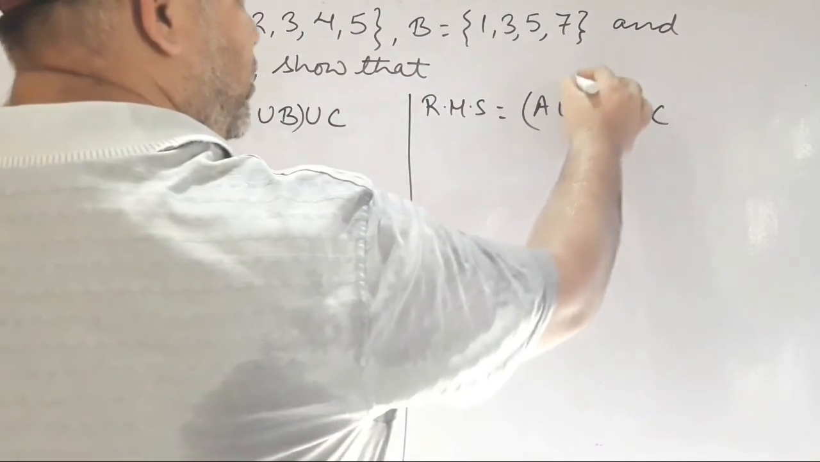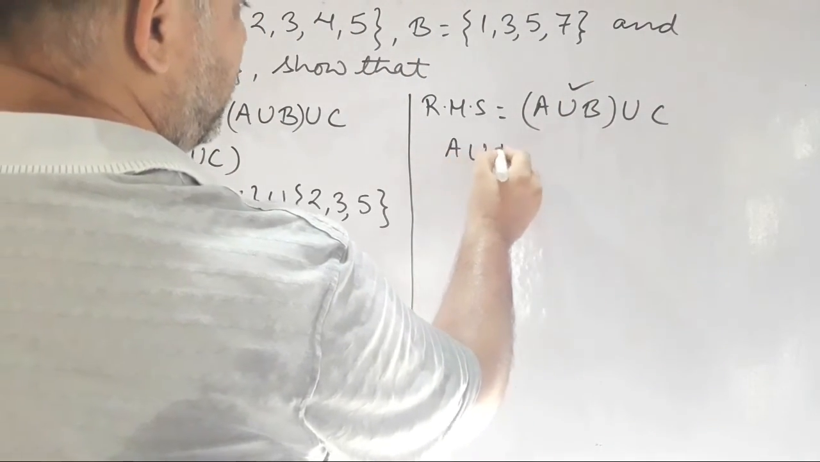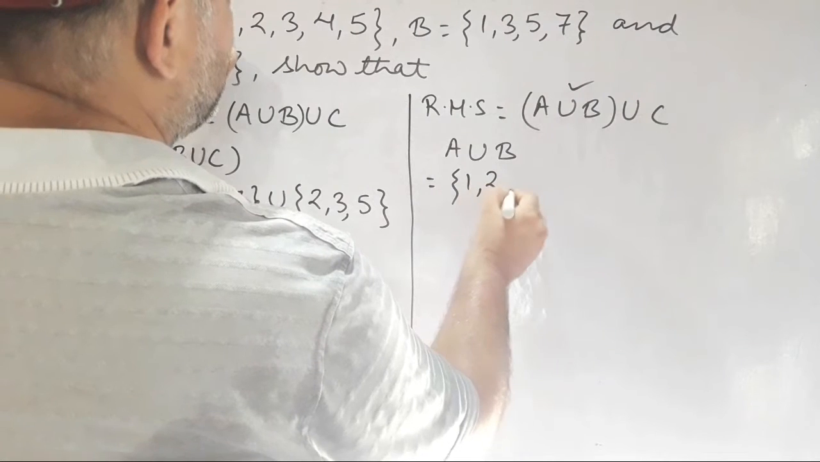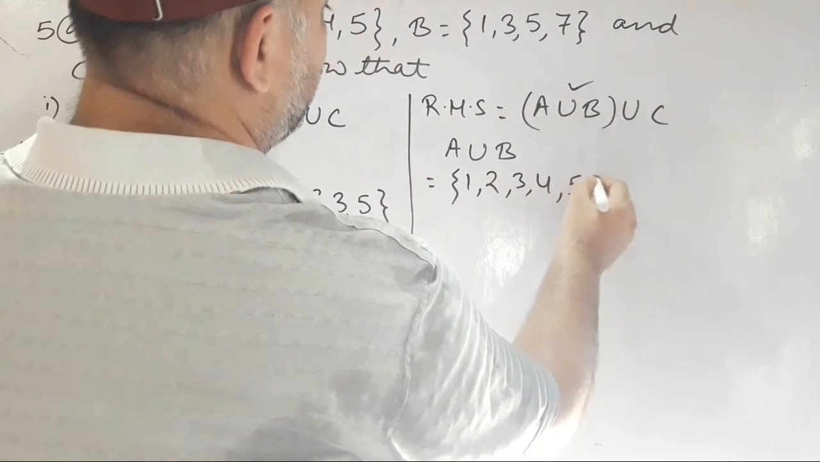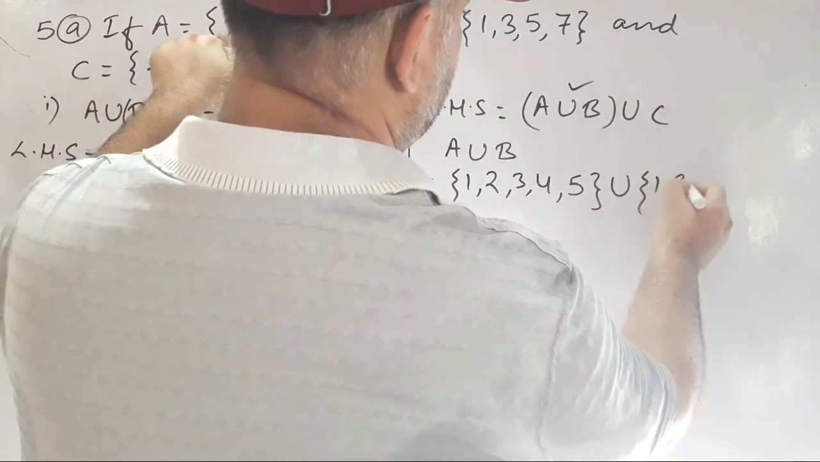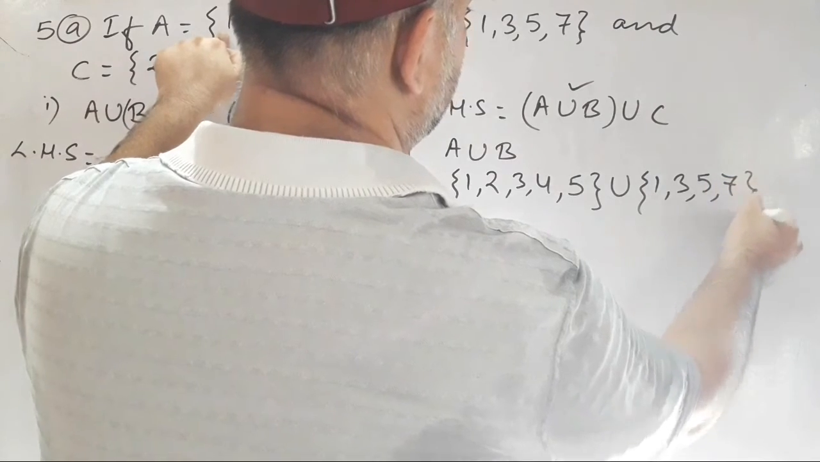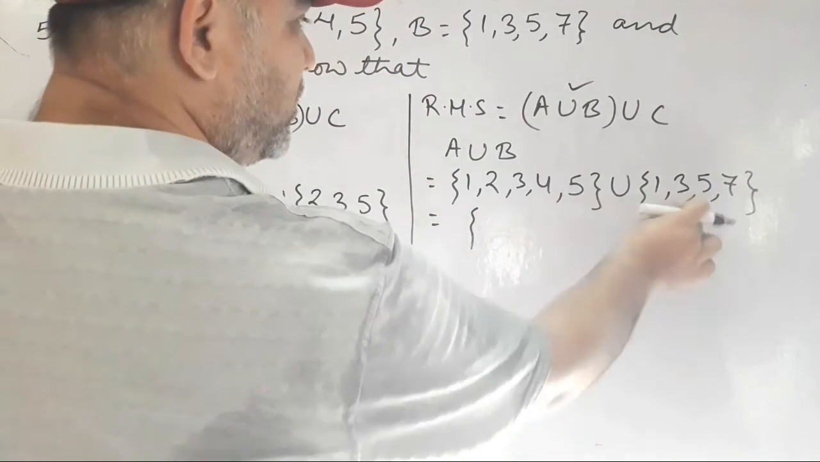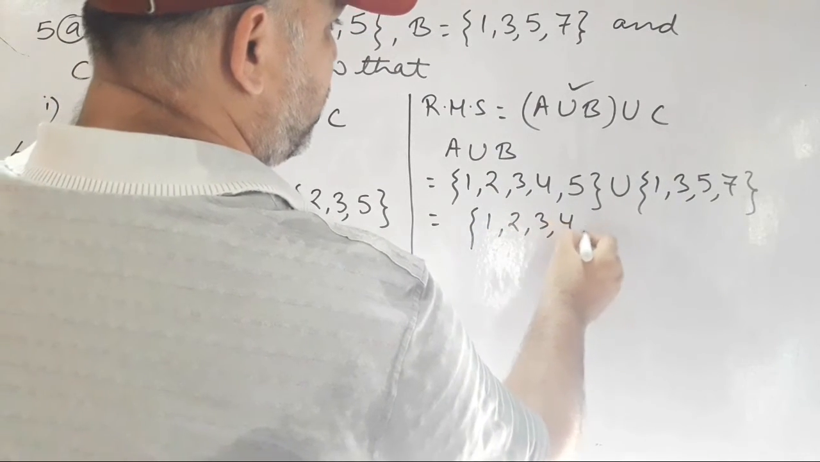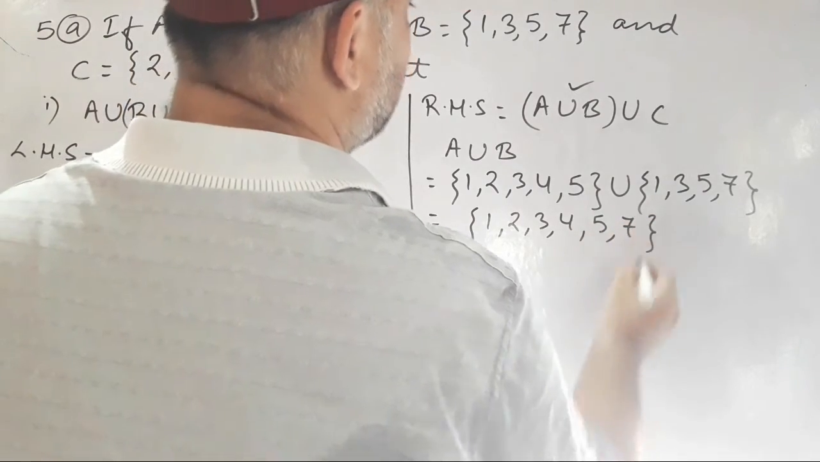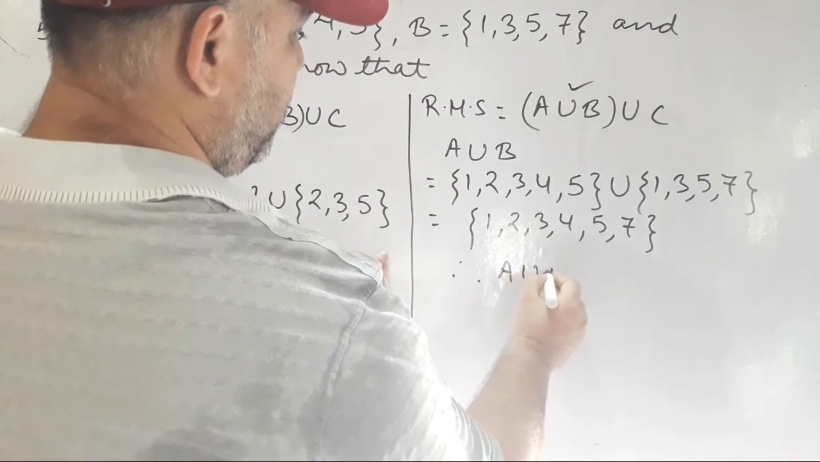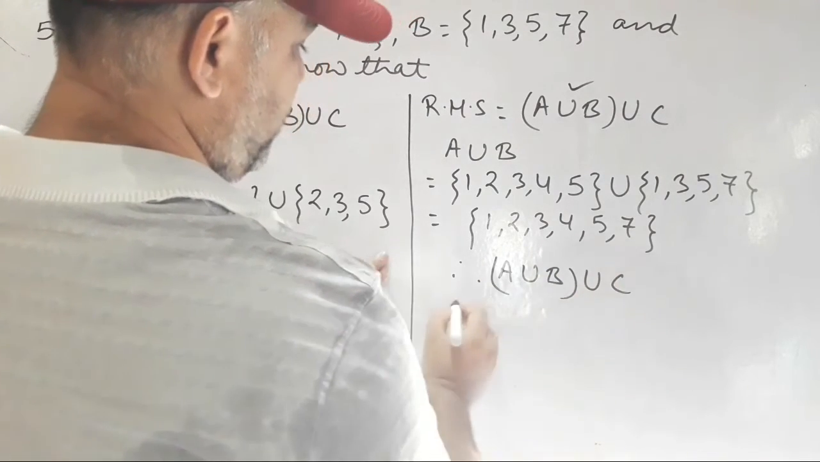Now here also we shall perform inside the bracket at first. A union B equals the elements of set A, 1, 2, 3, 4, 5, union the elements of set B, 1, 3, 5, 7, equals the combination of these both sets: 1, 2, 3, 4, 5, 7. Now we shall find (A union B) union C.